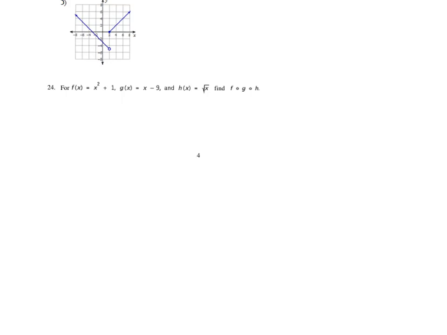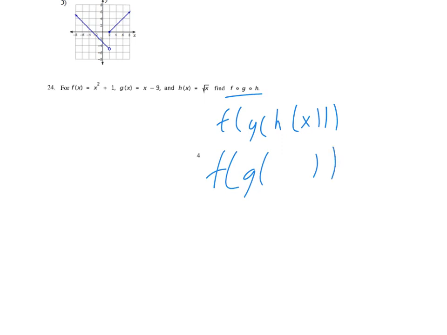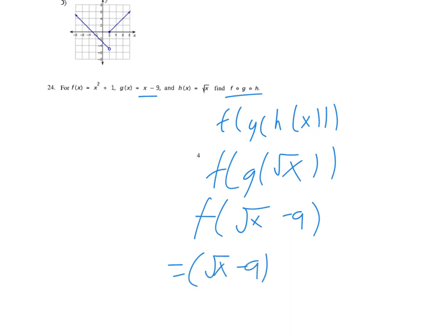All right, next up, number 24 gives us three functions and asks for f of g of h of x. So I would just kind of work my way inside out, and so I'm going to start off by replacing the h with what it is, so that would be rad x. So then I'm going to plug that rad x into the g function, so that's going to be rad x minus 9. And then I'm going to plug that into the f function. Actually, there's no more f because I'm plugging it in now, and so that would be rad x minus 9 squared plus 1. We could write the rad x minus 9 twice and FOIL it, but I would guess they left the answer like that. Let me check the answer. Yeah, they do. So I would just leave it like that.